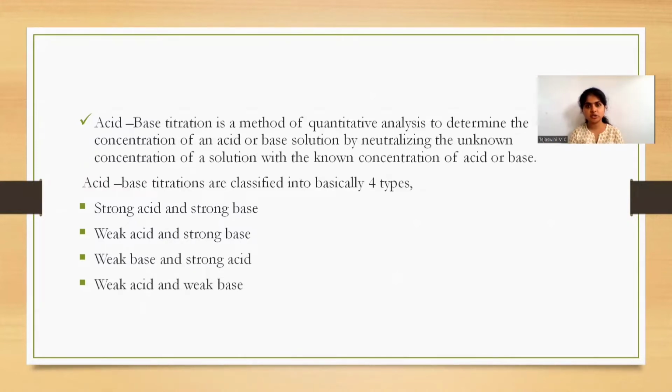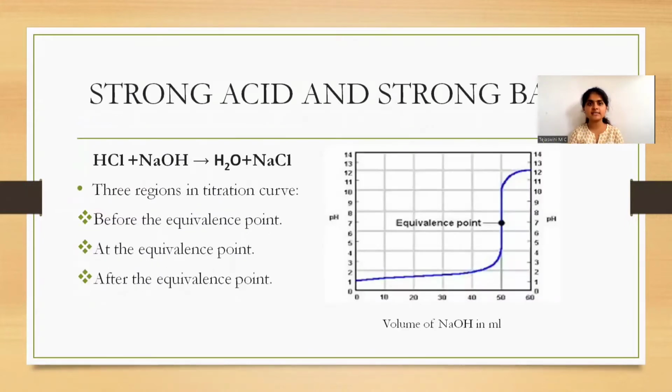Basically, acid-base titrations are classified into 4 types. The first one is strong acid and strong base. The second one is weak acid and strong base. The third one is weak base and strong acid. And the last one is weak acid and weak base. Your first one is strong acid and strong base.